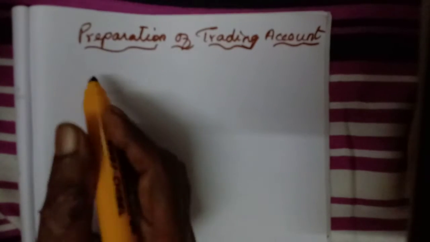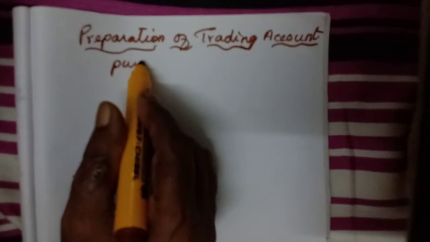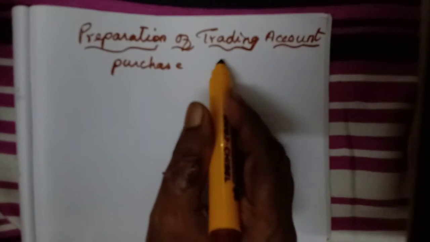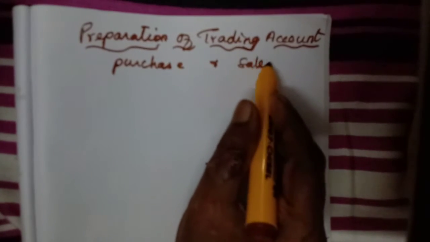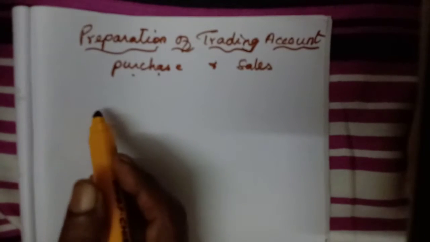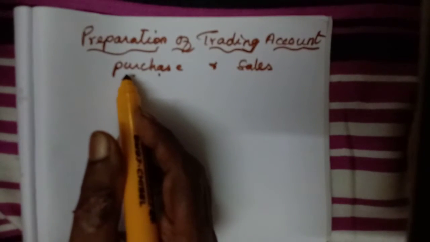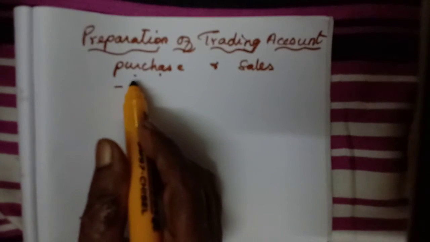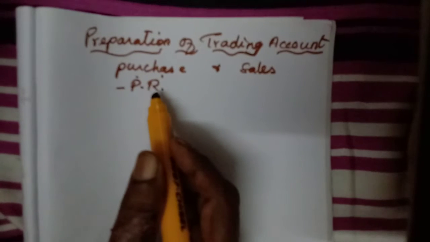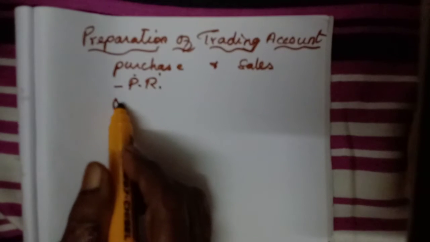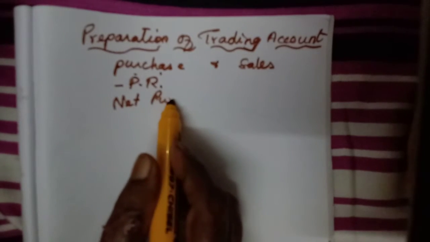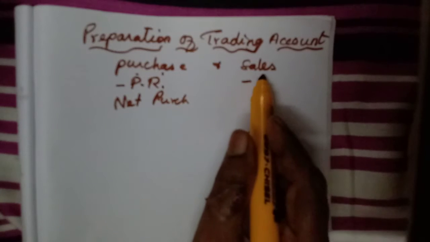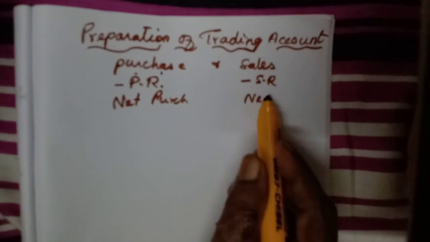So what is a trading account? In short, trading means what? Purchasing and selling, isn't it? We compare the sales with the purchases. We know purchase means the goods bought for resale, isn't it? Here we need to deduct the purchase return also. Purchase returns must be deducted from the total purchases, so we take the net purchases. The sales also, minus sales returns, we will take the net sales.